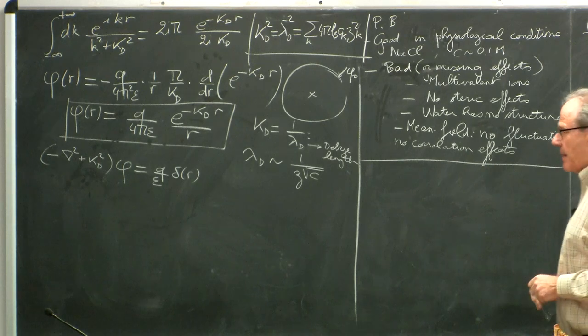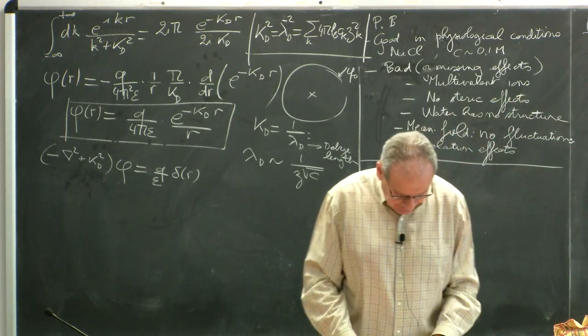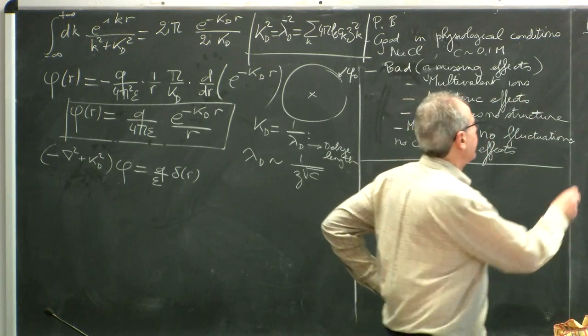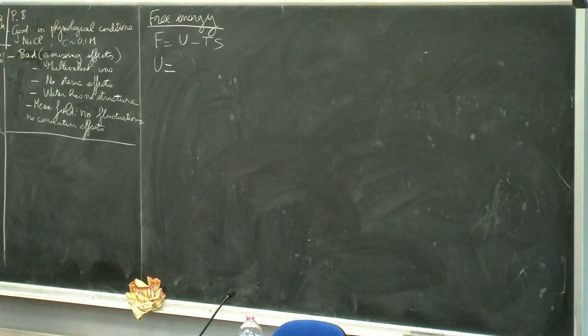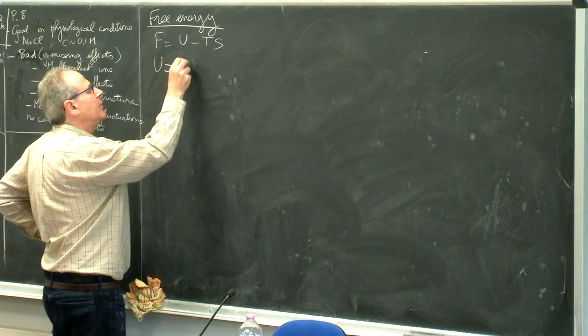Okay, so we saw last time that the internal energy U is essentially given by epsilon over 2.